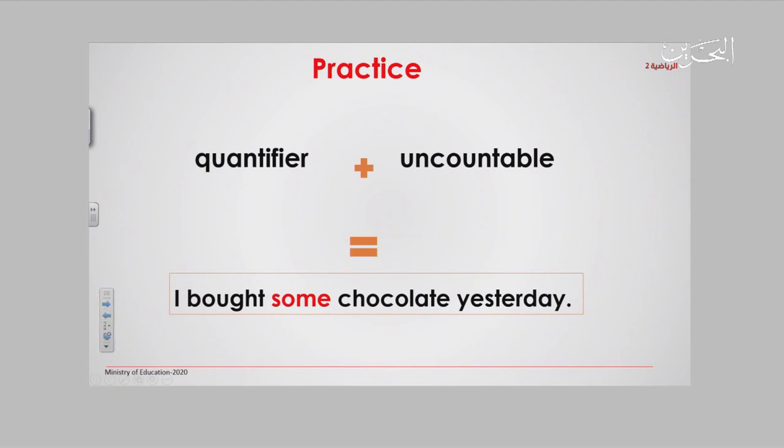I bought some chocolate yesterday. Chocolate, what do you think? Is it countable or uncountable? It's uncountable. When can I say the chocolate is countable? When I use it as a bar. I have 1 bar of chocolate. I have 2 bars of chocolate. So here it's uncountable. I bought some chocolate yesterday.